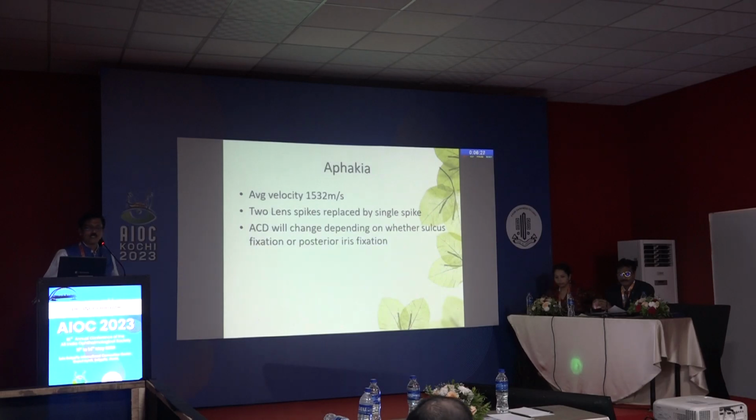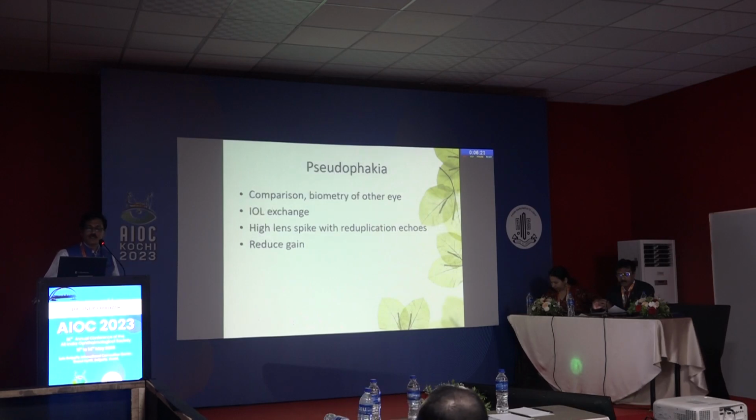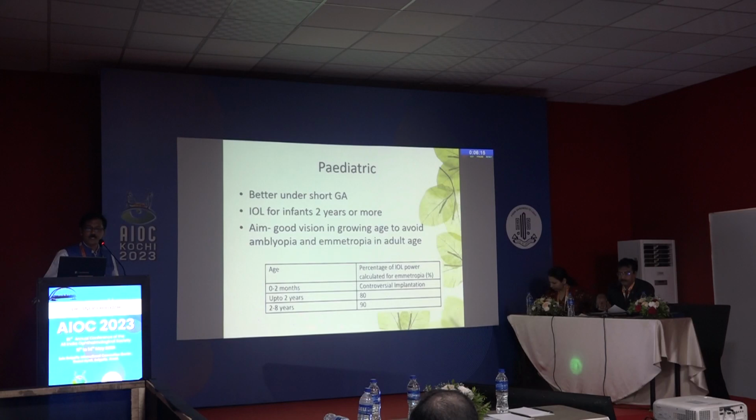Then in special situations, in aphakia you have two lens spikes instead of one. In pseudophakia, you will have very high lens spikes with reduplication echoes. And in pediatric cases it is important, but most of the time you have to do it under short GA.